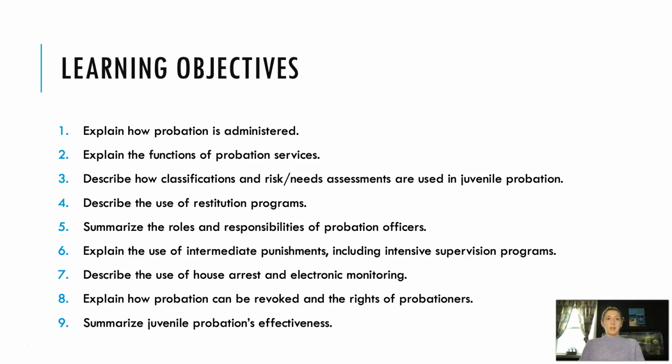intermediate punishments, including intensive supervision programs, describe the use of house arrest versus electronic monitoring, and explain how probation can be revoked as well as the rights of probationers during that process, and finally, to be able to summarize juvenile probation's effectiveness.